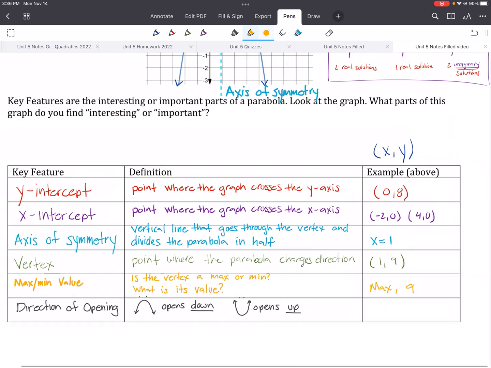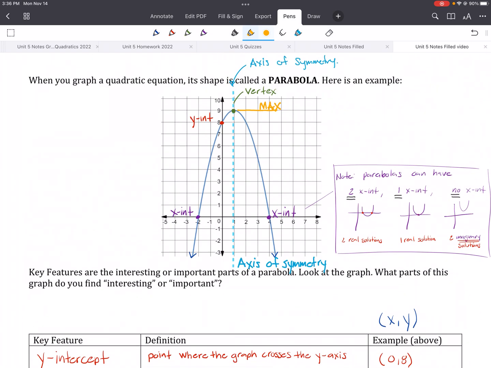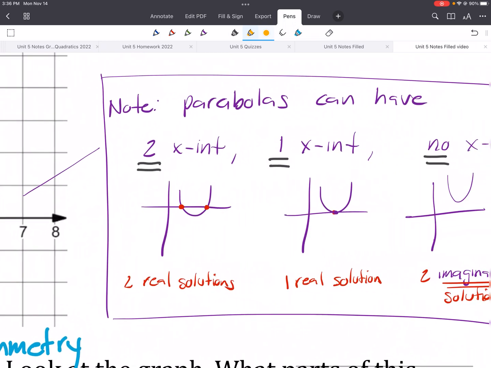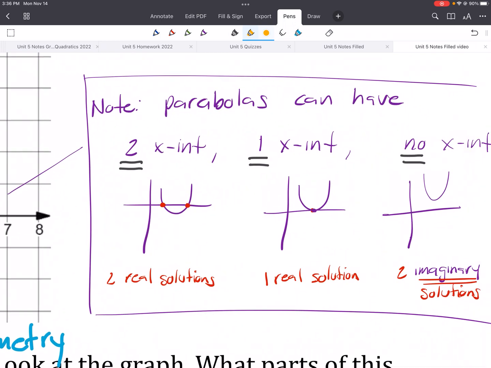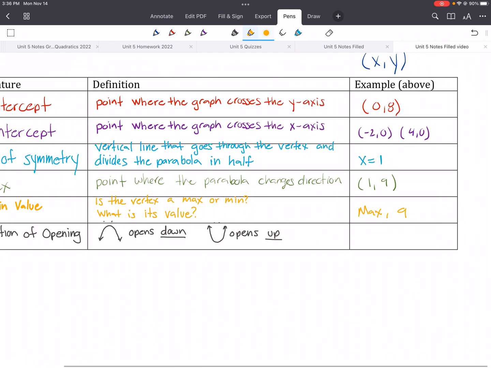And then the last thing is called the direction of opening. The direction of opening is down if it's like a frowny face. So this would be a great example of opening down. I guess we'll just write down. And if it was opening up, like these examples that we had here, those are all opening up. Okay, so let's write that down. So this example is down.